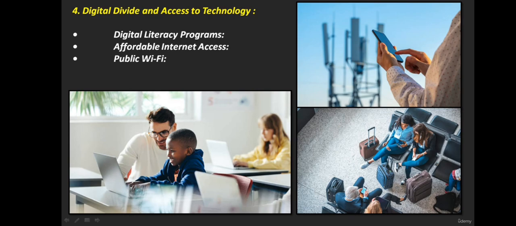Next is affordable internet access, which is a very important point. Collaborate with internet service providers to make affordable internet access available to low income residents. That is also very important, and we need to focus on it. Then public Wi-Fi: create public Wi-Fi hotspots in underserved areas to ensure connectivity for all. That is also a very important concept.